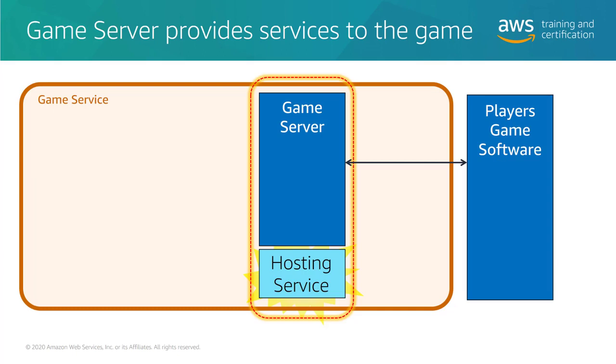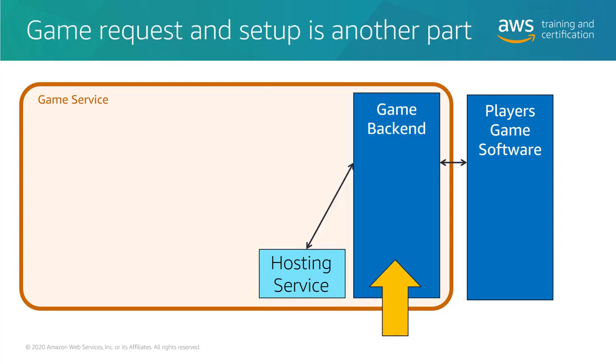There are other parts in the game service. They're important to understanding the role of the game server. One part of the game service is the process of setting up a game. This is often handled by a stateless RESTful service such as a web server, a Lambda, or a containerized microservice. This code runs separately from the game server. The player's game software sends a request to the game backend, which handles authentication, authorization, retrieving player characteristics and statistics, matchmaking, and generally preparing for gameplay.